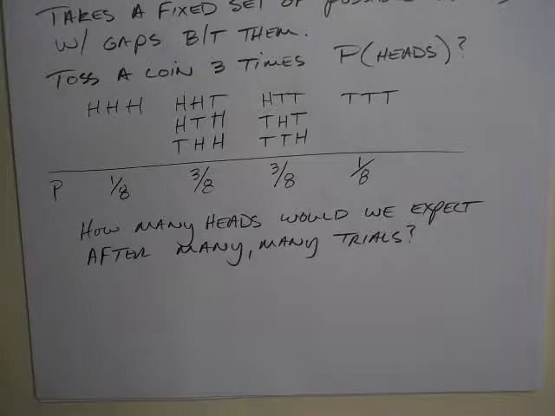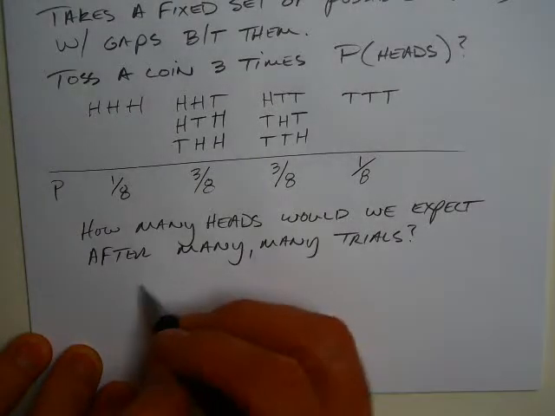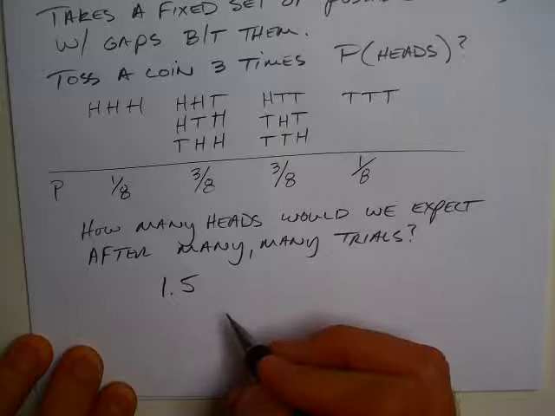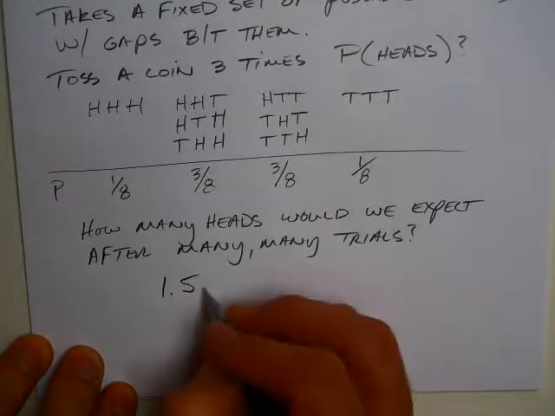But is there any way that I can actually flip and get 1.5 heads? No, because it's discrete. You can only get 3 heads, 2 heads, 1 head, or no heads. There's no way to get 1.5 heads. This is a discrete random variable situation. But the answer would be, after many, many trials, you could get the average of 1.5 heads.